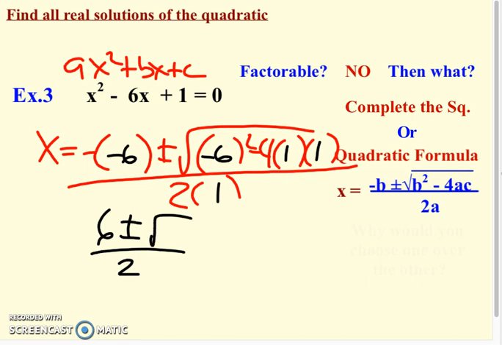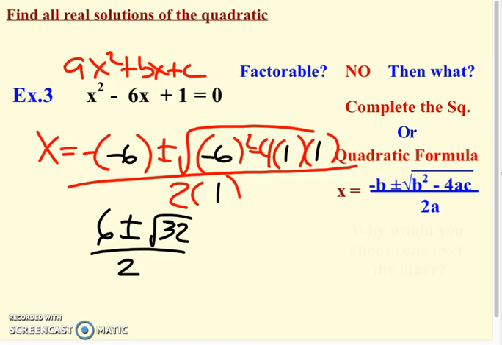So, fill in the formula, right? So negative b plus or minus the square root of b squared minus 4ac, all over 2a. Then I go ahead and look at what there is left to simplify in the root. I've got 36 minus 4, so that's 32. And then I would want to do this as a simplified root.